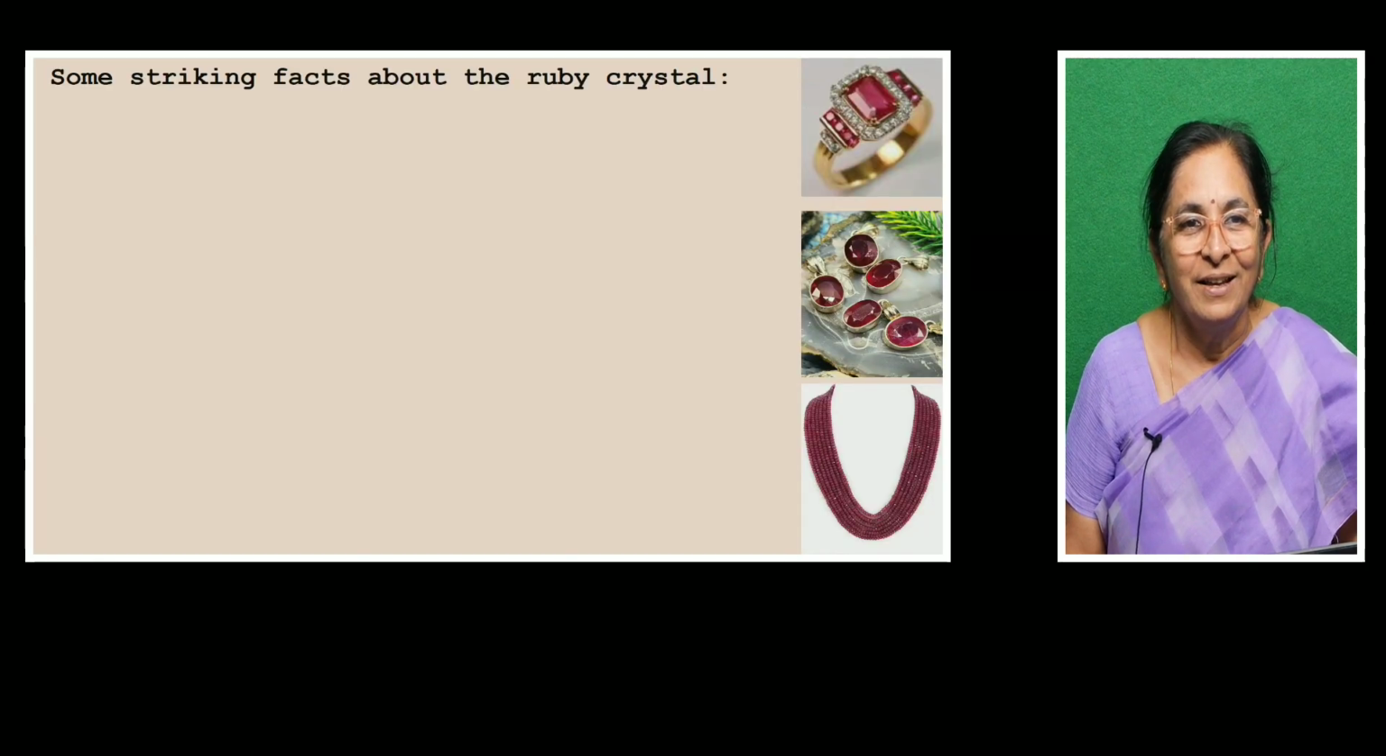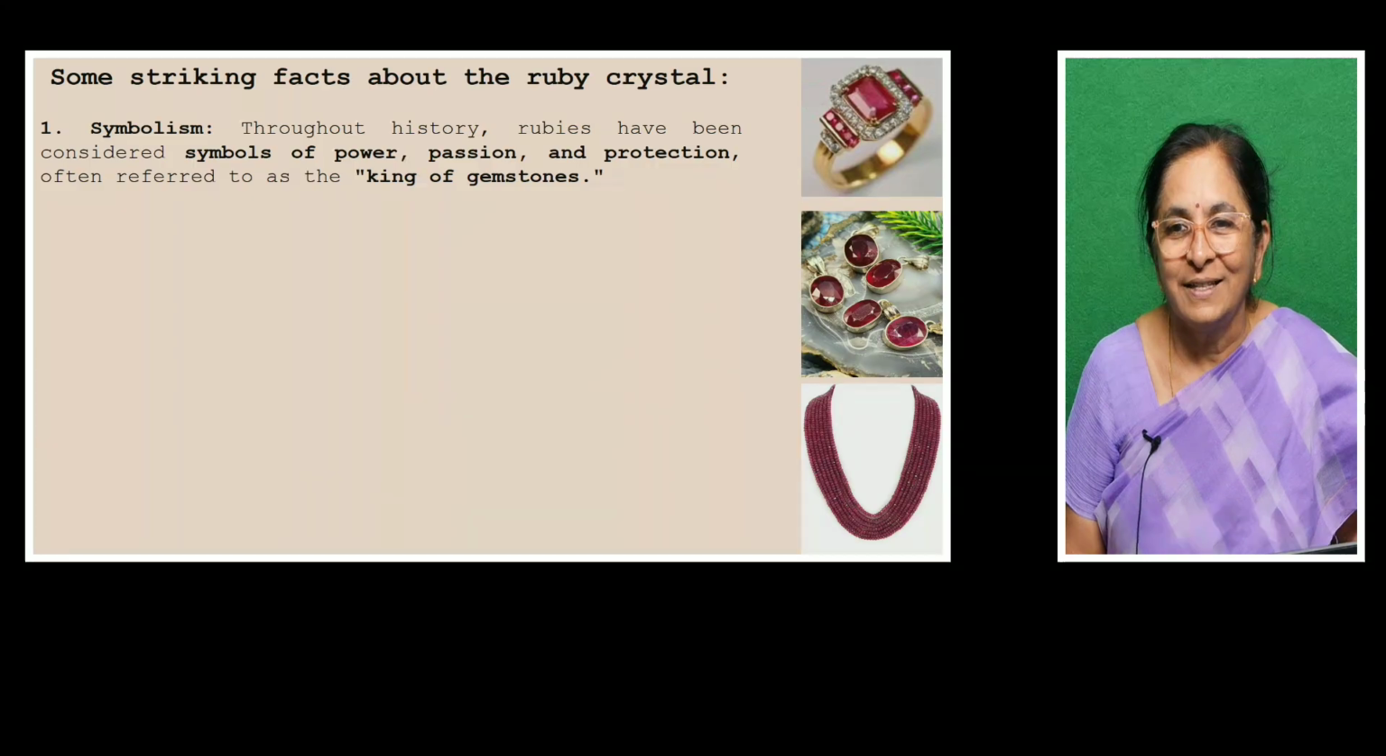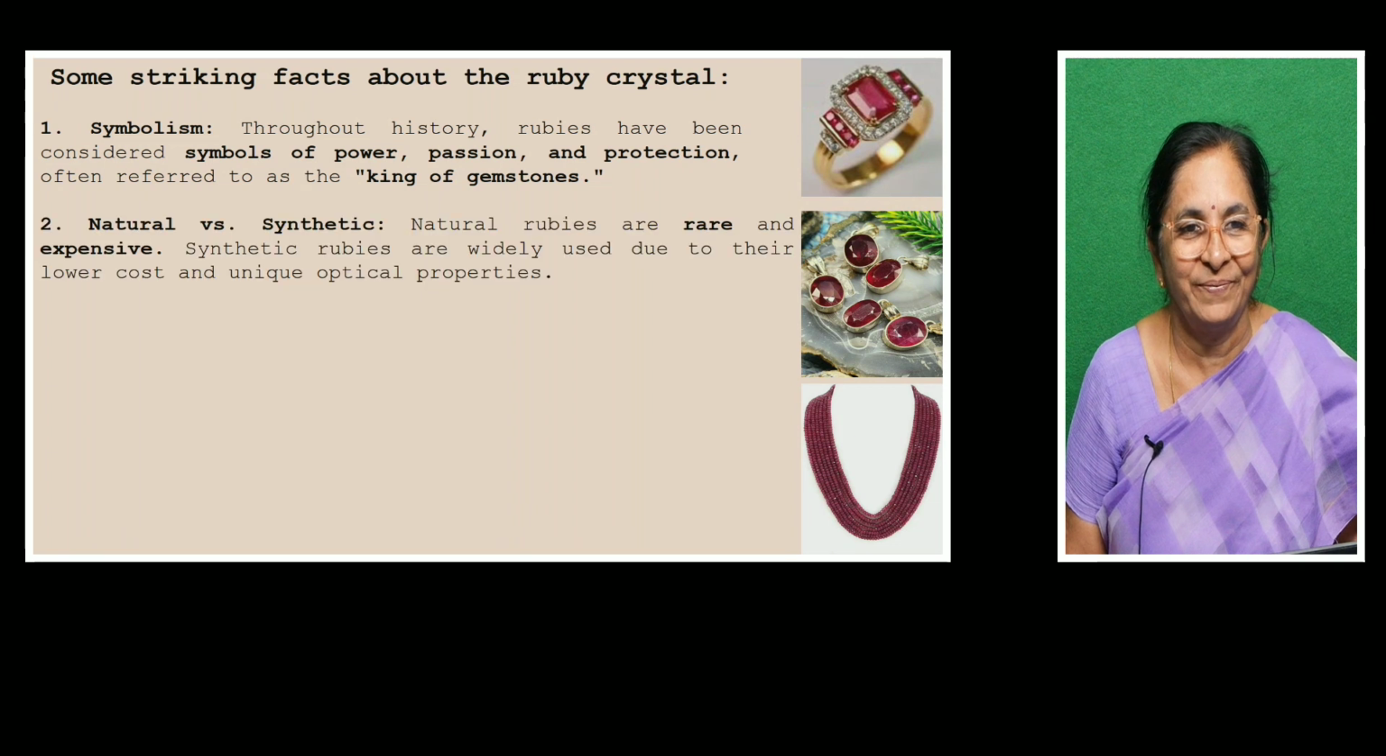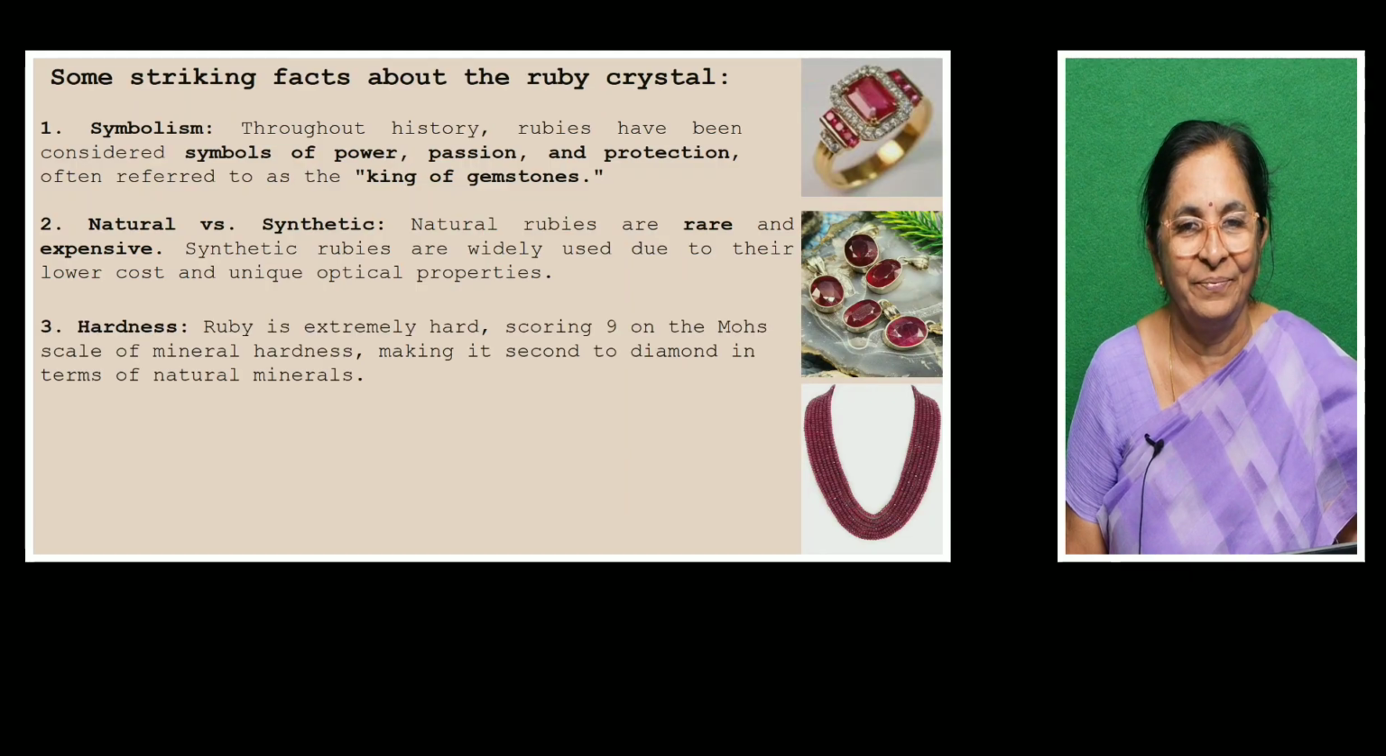Historically, these ruby crystals stand as symbols of power, passion and protection and are considered as king of gemstones. They occur naturally or are also available in a man-made synthetic way. Natural rubies are very rare and expensive. Synthetic rubies are widely used due to their lower cost and unique optical properties.